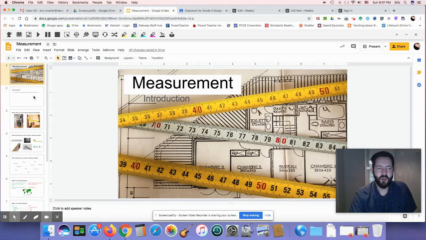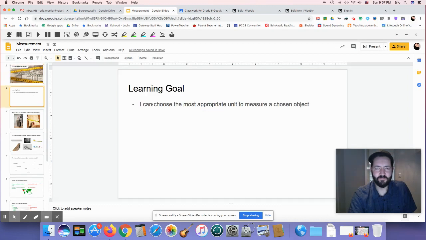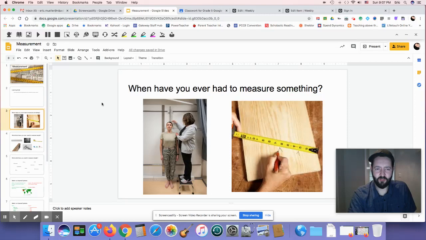So your learning goal for today looks like this. I can choose the most appropriate unit to measure a chosen object. So let's just get some ideas flowing through your brain right now. I'm going to ask you this question just to get you warmed up. When have you ever had to measure something?